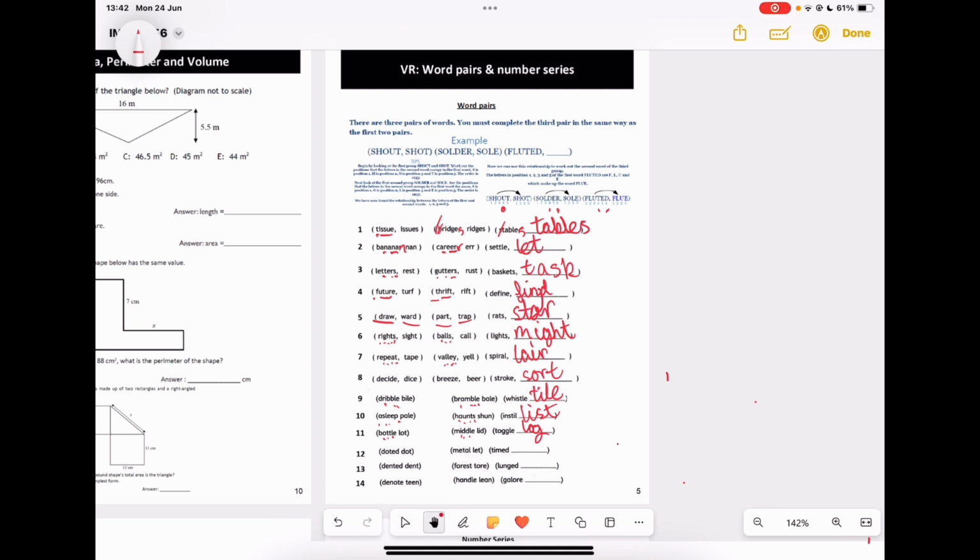L-O and then G. Dotted is taking dots on the first three letters. Metal to let is taking the last letter, and then the second, and then the third. So here we'll have dim, the last letter, and then the second, and then the third. So 13, dented to dent.